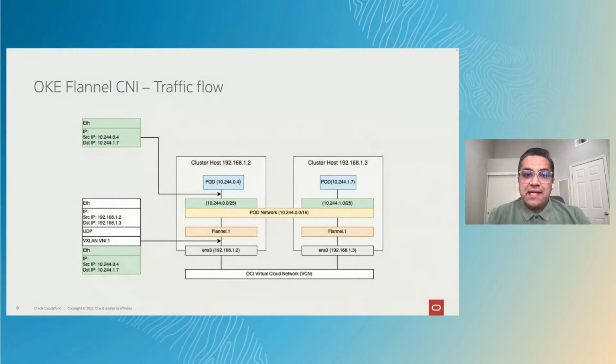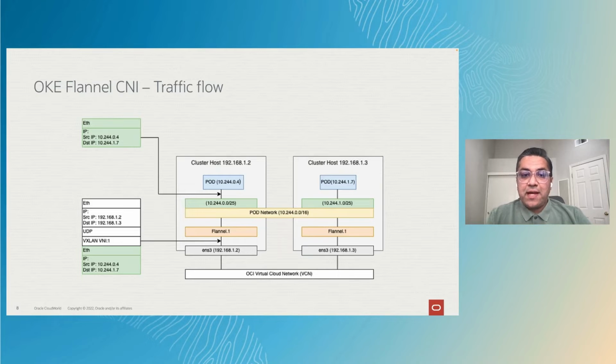So this is another CNI we support in OKE called the Flannel CNI. For those who don't know about Flannel, Flannel is a simple and easy way to configure a layer 3 networking designed for Kubernetes. It runs a small single binary agent called flannelD, or flannel daemon, on each host and is responsible for allocating a subnet lease to each host out of the larger pre-configured address space.